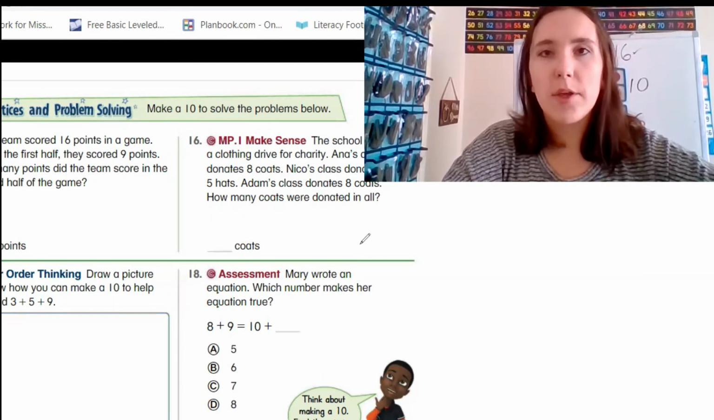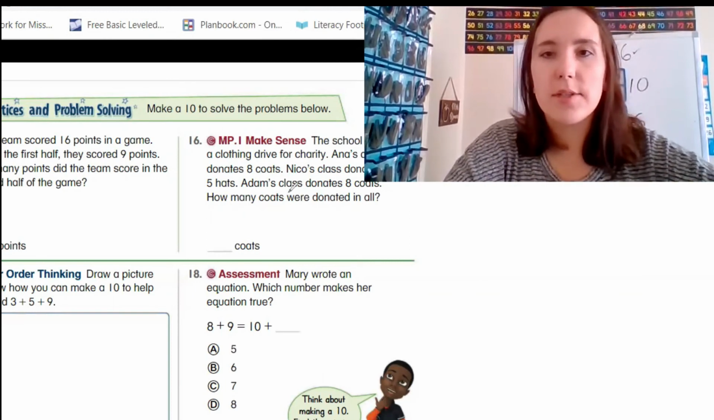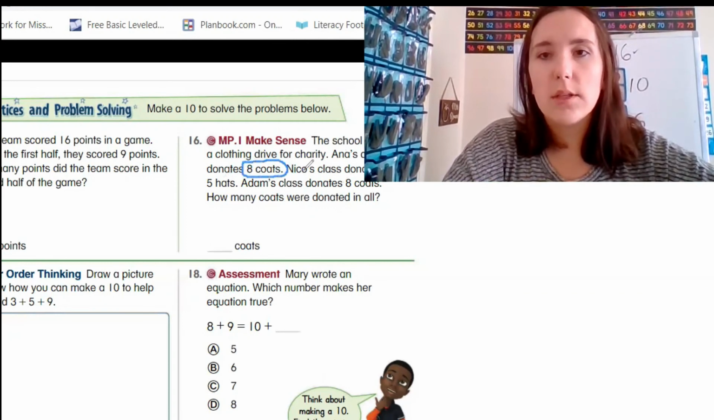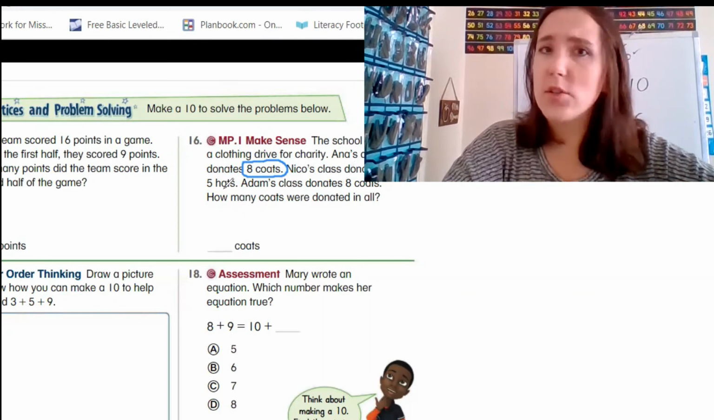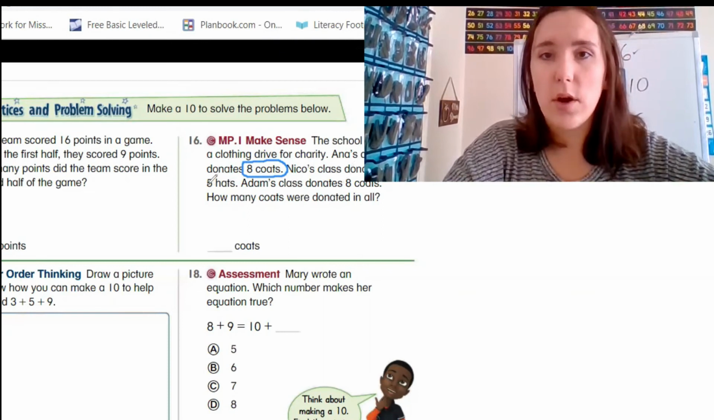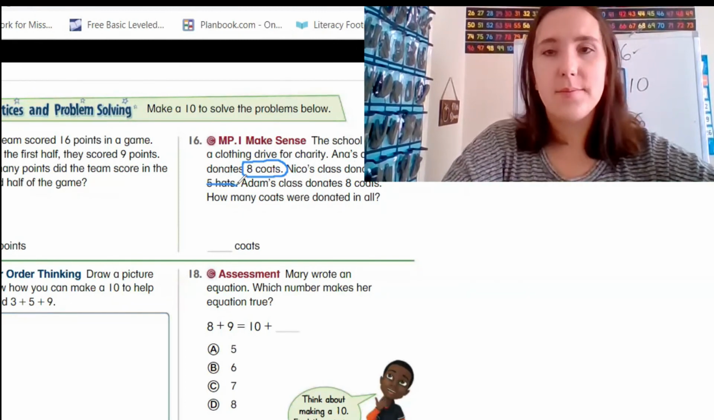Let's look at our problem really quickly, friends. Let's circle the numbers that we need to use. So we're looking for coats. Anna's class donates 8 coats. Okay, so we need to know that because that's coats. Nico's class donates 5 hats. Are they asking us about hats in this problem? No, they're just asking us about coats. So let's cross this off. That's just extra information that we don't need.